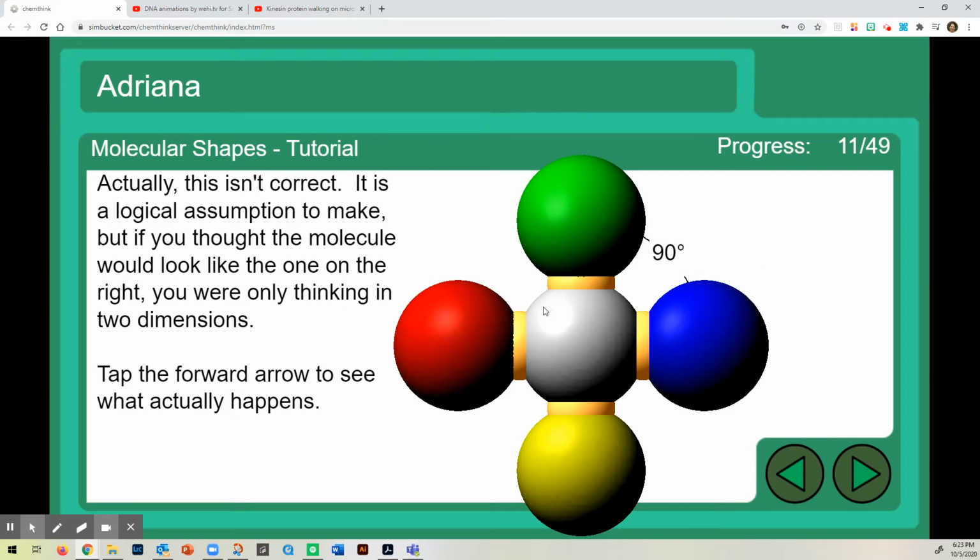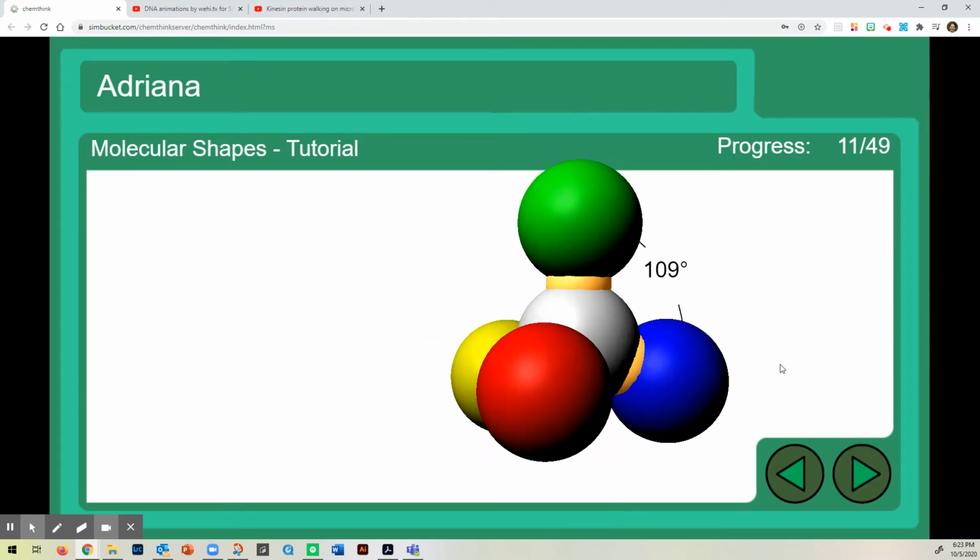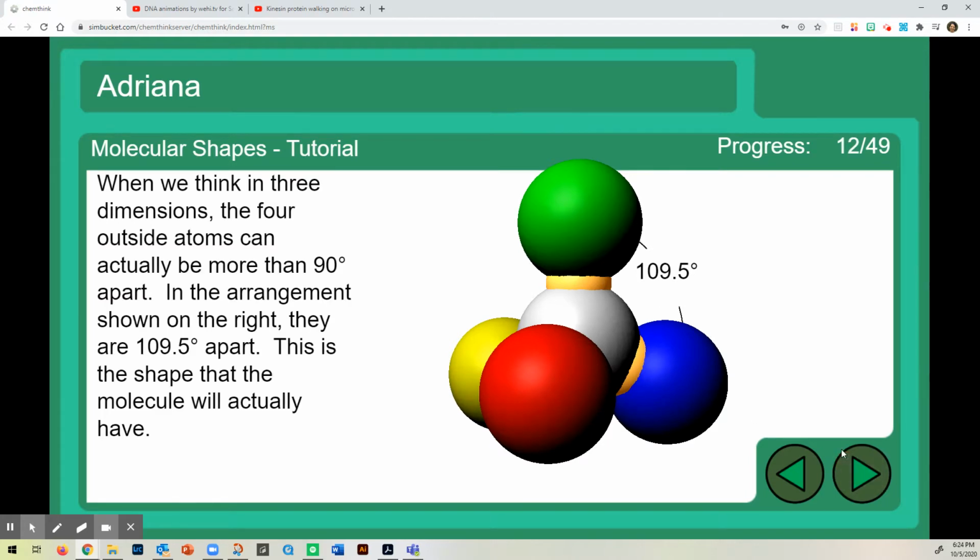So if you think about two dimensions only, if we think about looking at something drawn on a flat piece of paper, or in this case on a flat screen, it's easy to think, oh yeah, they're going to have 90 degrees, right angles between them. But if we move into three-dimensional space, there's another configuration that's possible that can move them further than 90 degrees from each other. And that is this shape right here, 109.5 degrees between each of the atoms. And you can see that we've moved into a three-dimensional shape now.